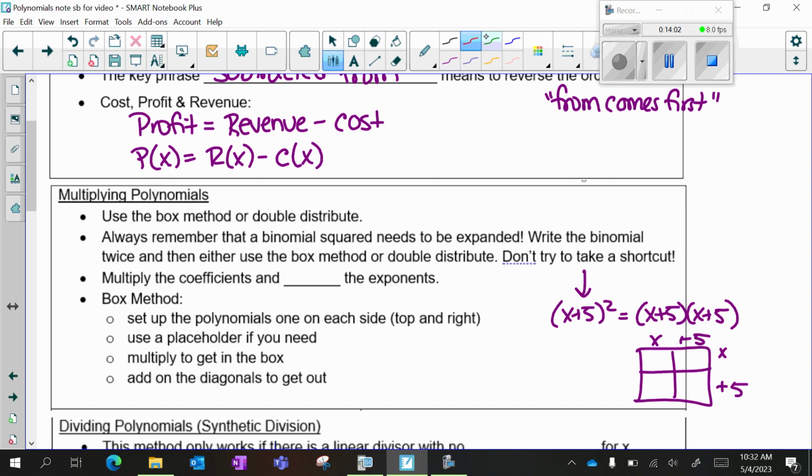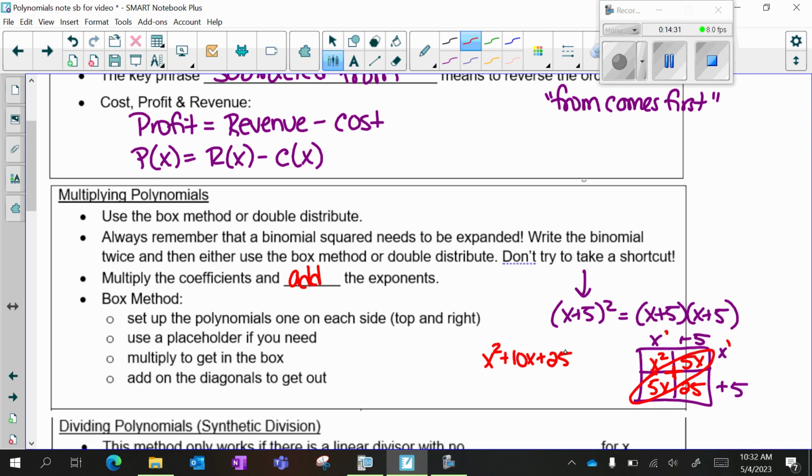Remember that when you are multiplying, we add our exponents. So x times x, these both have an imaginary 1. 1 plus 1 gives me 2. So this is x squared. 5x, 25. To get out of the box, we add on the diagonals. So x squared plus 10x plus 25 would be this answer.